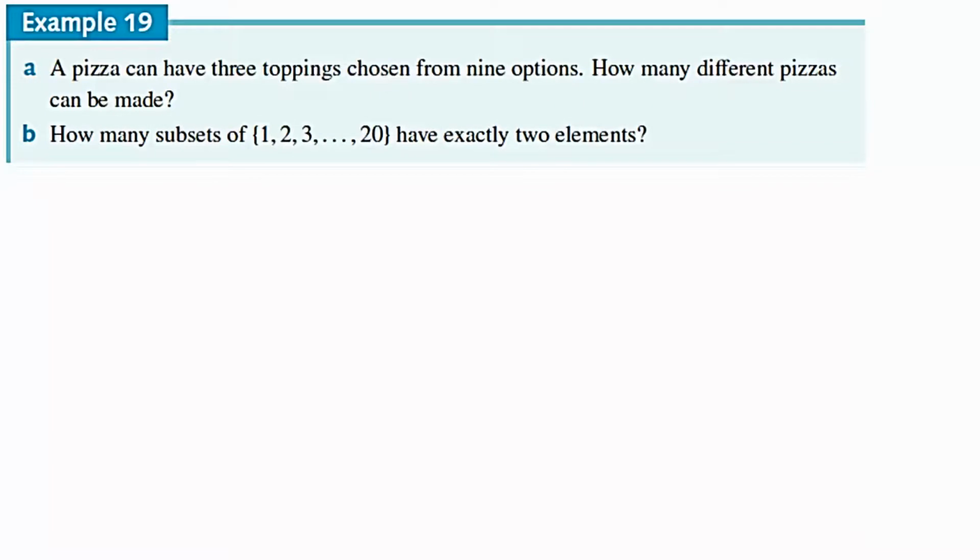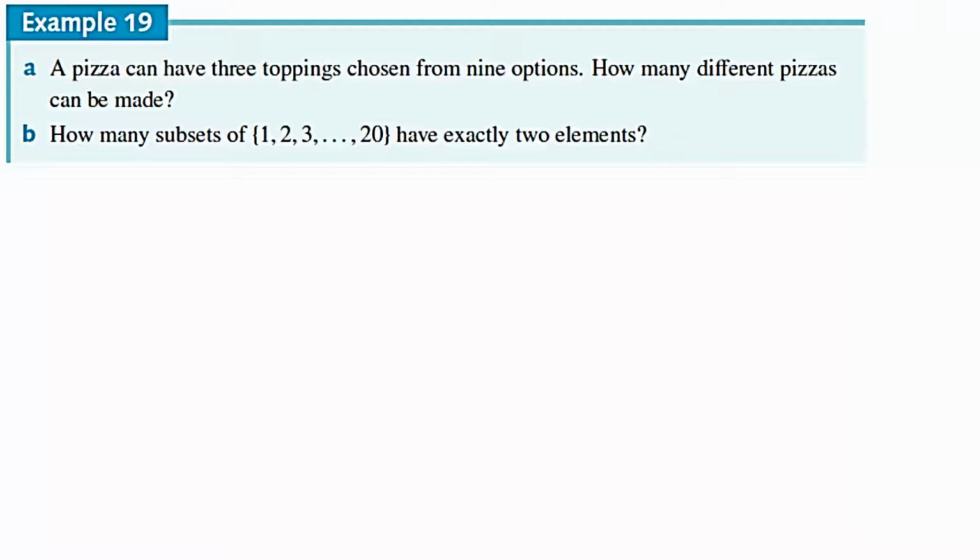Let's go to a pizza can have 3 toppings chosen from 9 options. So I'm going to rub this off now. This is from your textbook. A pizza can have 3 toppings. So you've got 3 toppings chosen from 9 options. So there are 9 options that you can choose from, and you only get to choose 3 toppings, right?